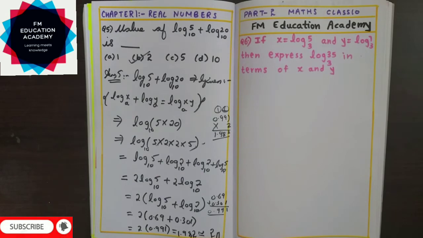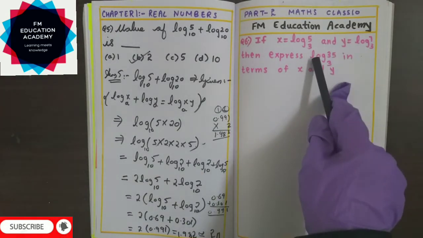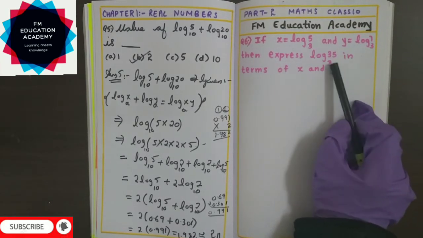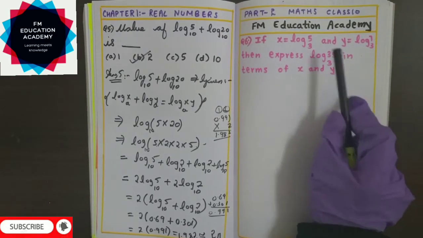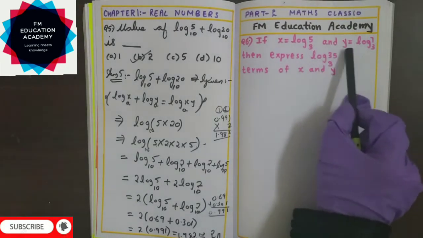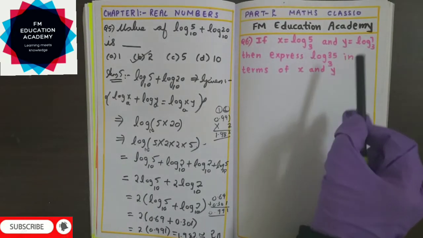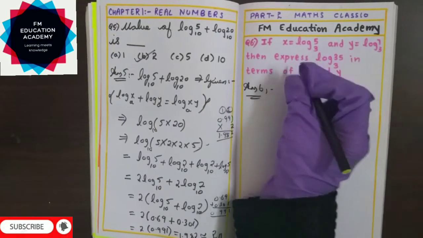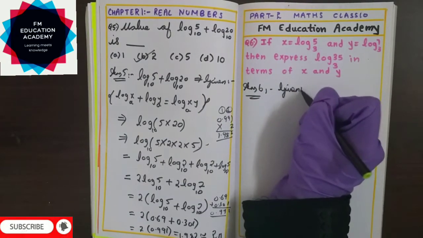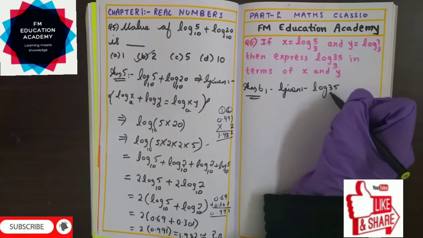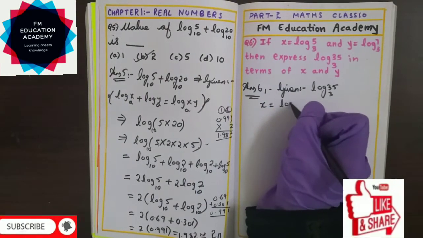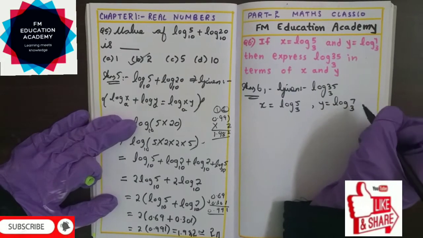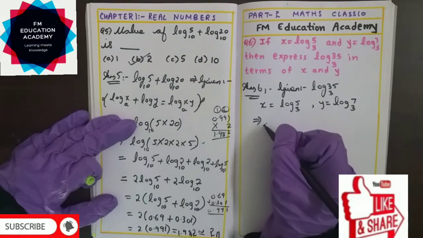Now let us move to the next question: if x is equal to log 5 to the base 3 and y is equal to log 7 to the base 3, then we have to express log 35 to the base 3 in terms of x and y. This x value is given to us and y value is given to us. We have to write this log 35 to the base 3 in terms of, again, x and y. So here if we observe, log 35 to the base 3 is given, and also x value is given as log 5 to the base 3 and y value is given as log 7 to the base 3.